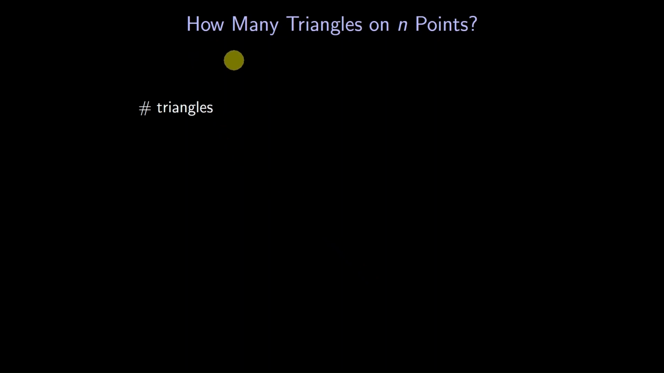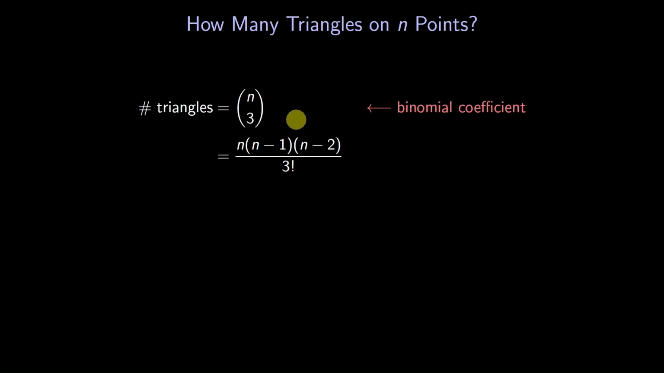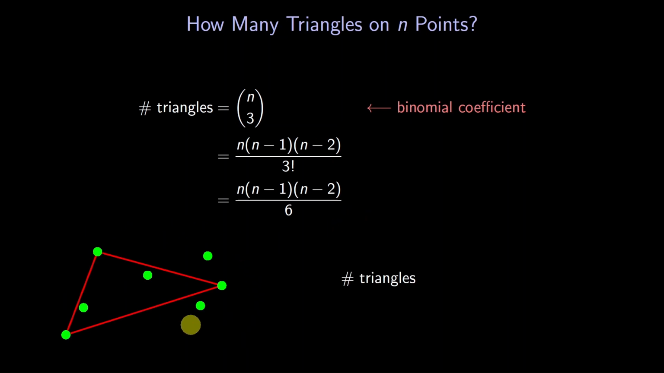Suppose we have n points. How many triangles can we form on them? It's the binomial coefficient, n choose 3. That's n times n minus 1 times n minus 2 over 3 factorial, which is 6. As an example, suppose we have 7 points. How many triangles are there? There are 7 times 6 times 5 over 6. That simplifies to 35.